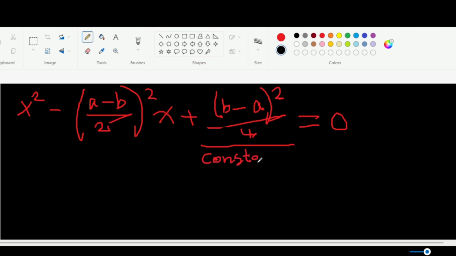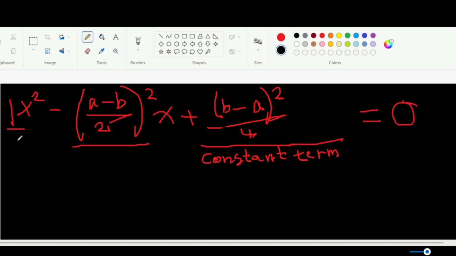Here in our quadratic equation, the constant term is (b minus a) whole square divided by 4. The coefficient of x is the negative of ((a minus b) divided by 2) whole square. The coefficient of x square is 1.